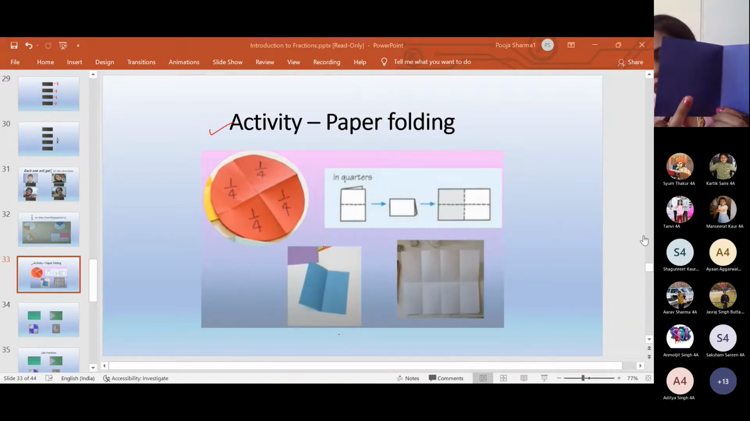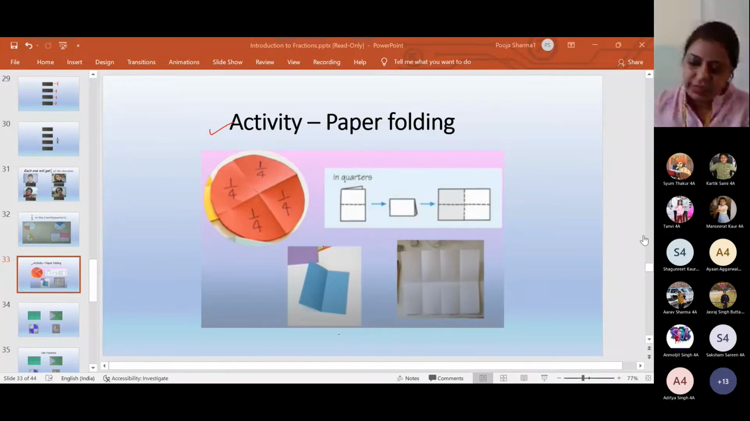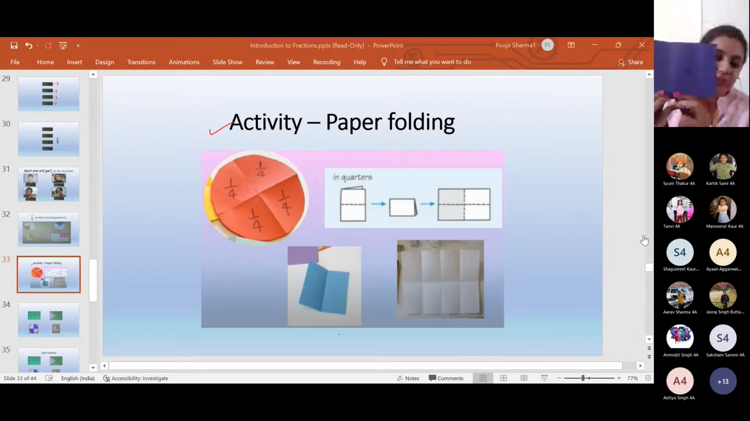So the fraction for this part, if I write the fraction for this part, it is one part out of two equal parts. So we'll write 1/2 here. Similarly, the fraction for this part is 1/2. 1/2 and 1/2. Now, if I fold it again, one more fold.